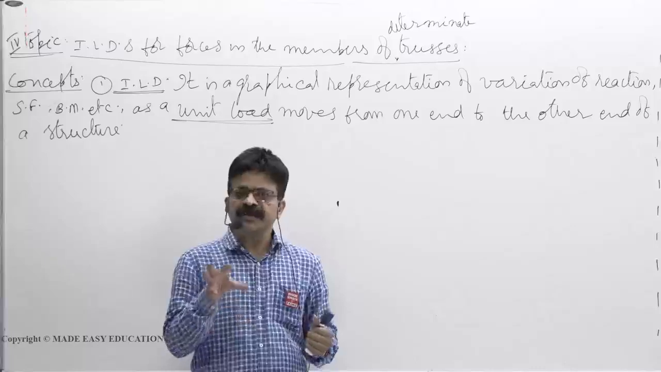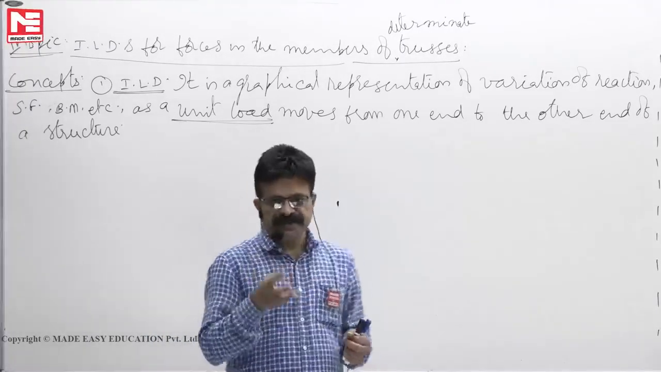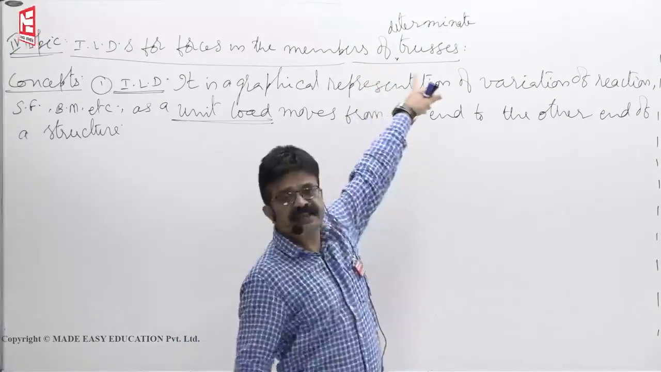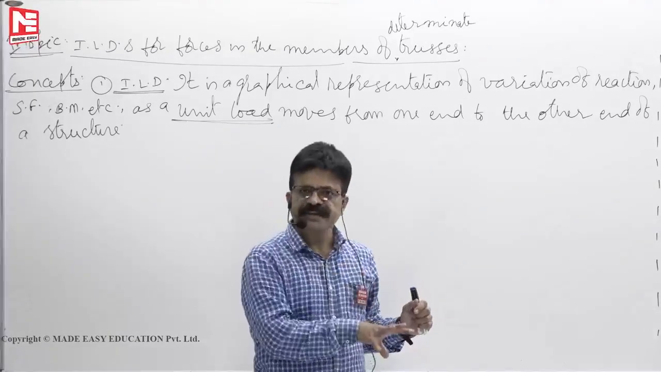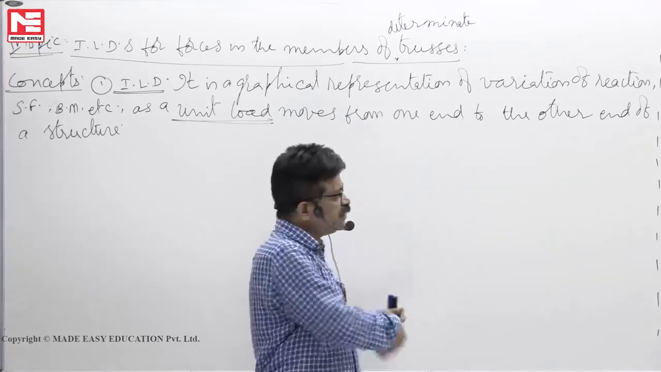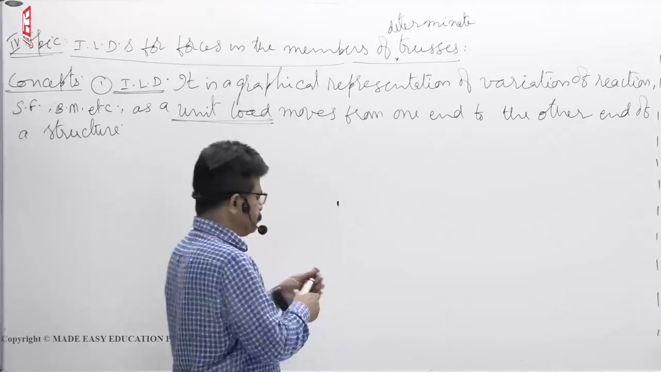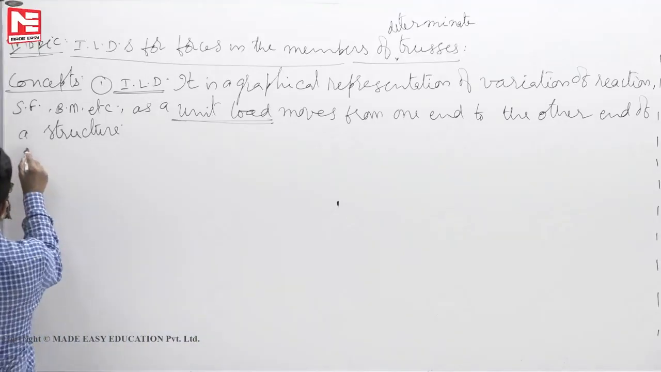As an introduction, we will draw influence line diagrams first for determinate structures. We will take first simply supported beams, then cantilever beams, then the determinate trusses. That means first determinate beams, then determinate trusses. Then after this we will take up indeterminate structures. Okay, so that is the scope. First, simply supported beams we will take.